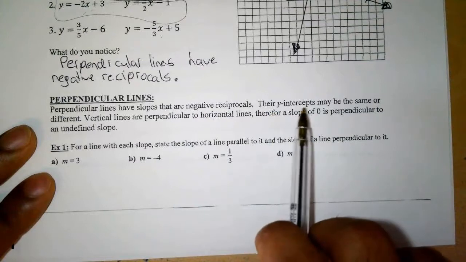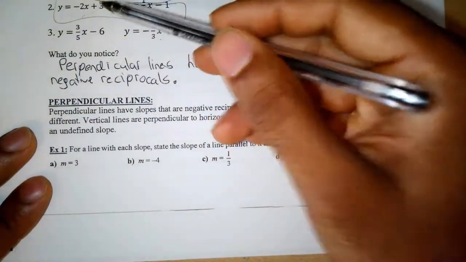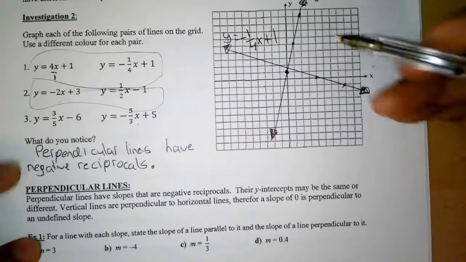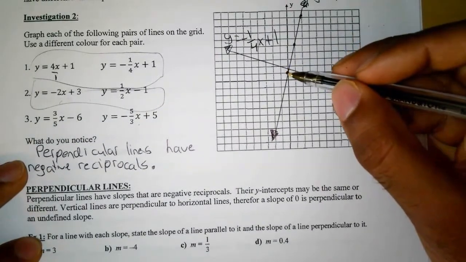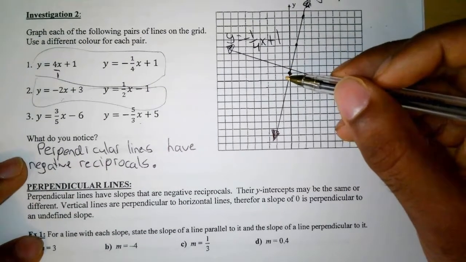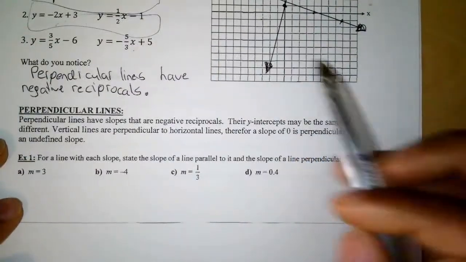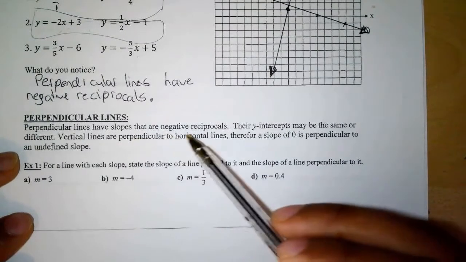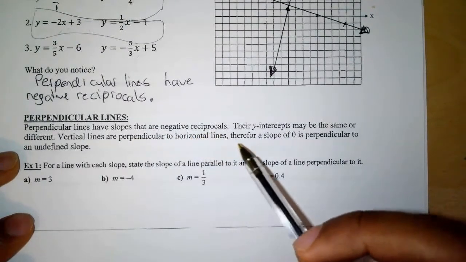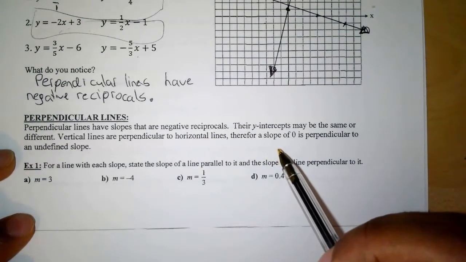Their y-intercepts may be the same or may be different. So the y's don't really matter here in this case. Why is that? If they had the same y, they would just cross at that point. They wouldn't be the same line because they have negative slopes. Whereas parallel lines, if they have the same slope and the same y, then they'd be the same line. Vertical lines are perpendicular to horizontal lines. Therefore, a slope of 0 is perpendicular to an undefined slope.